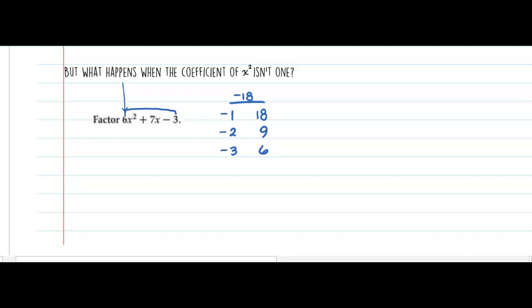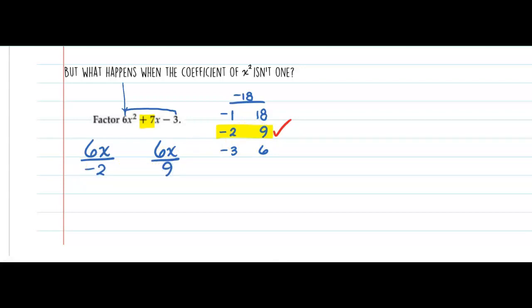Do any of these combine to give me 7? Yes, this is my winning combination. Now, before, we simply dropped them into the parentheses next to the x. We can't do that now, because of this leading coefficient, we have to account for it. In order to do that, I'm going to write that leading coefficient and put an x with it and put these winning combinations underneath them. So I'm going to put a -2 and a 9.